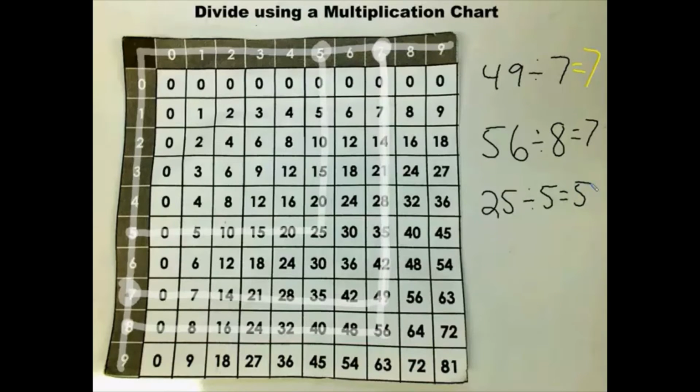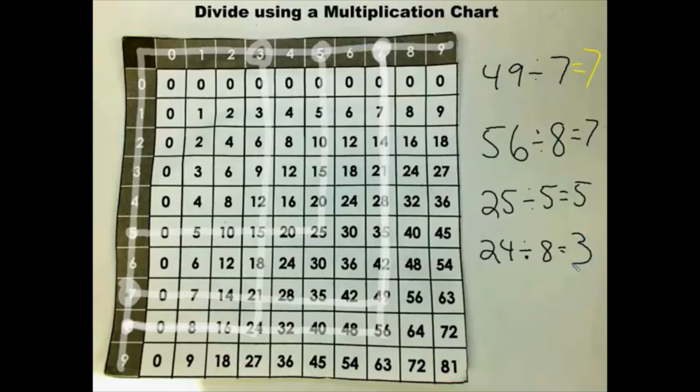Okay, let's do another example. 24 divided by 8. Okay, you go ahead and find your divisor, which is 8, on your multiplication chart. You follow it over until you find 24, then you go straight up. So 24 divided by 8 is 3.